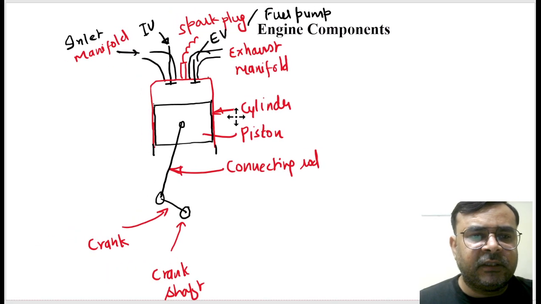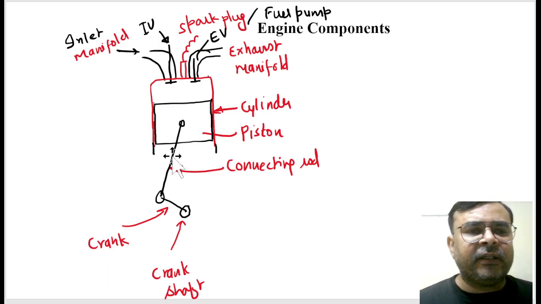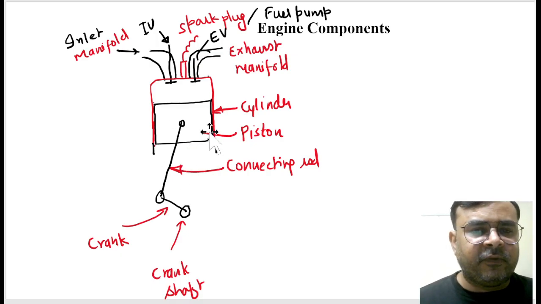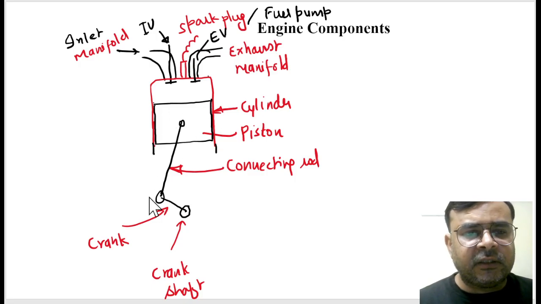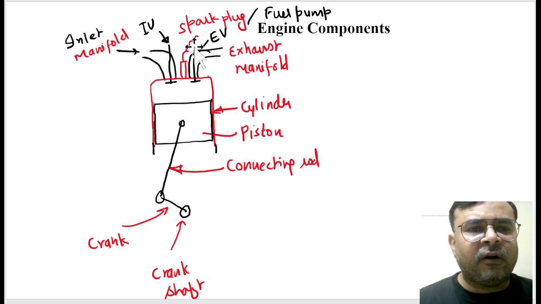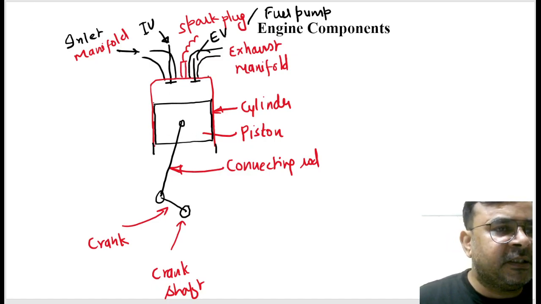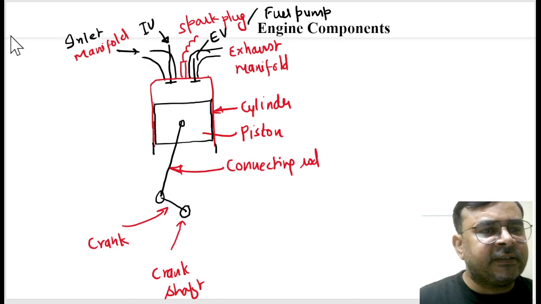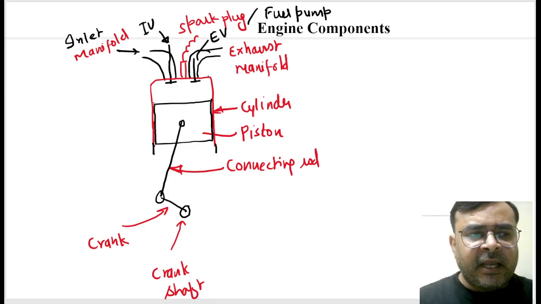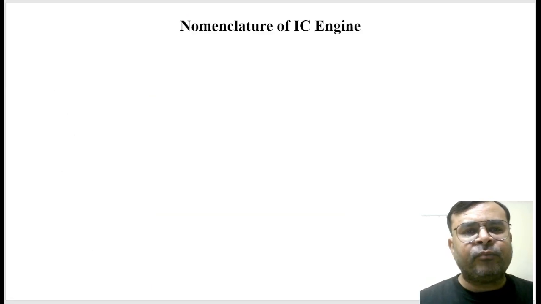Let me shift this figure slightly towards right. Okay, so now it is clearly visible. So like this you can draw the figures. Once again, first you need to draw this cylinder, and after that this piston, then connecting rod, then crank, then crankshaft, then of course inlet valve, exhaust valve, inlet manifold, exhaust manifold, and then this spark plug. If you represent this information in your exam, then it is enough. And next you can see the nomenclature.